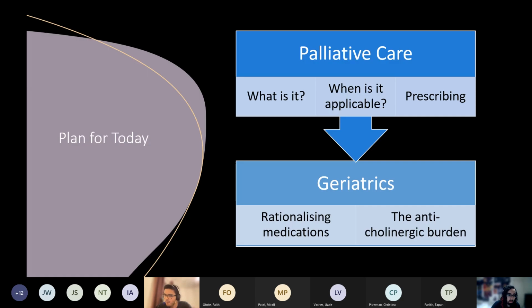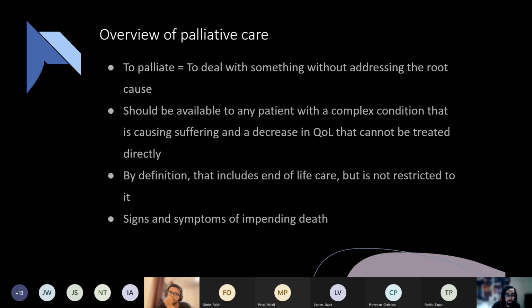So we'll start off with the palliative care side, which is what is palliative care, when can we apply it, and the quite important bit for exams, which is the prescribing side of things. So quick overview of palliative care, which is essentially you're dealing with symptoms. You're not addressing the root cause, as is the origin of the word.